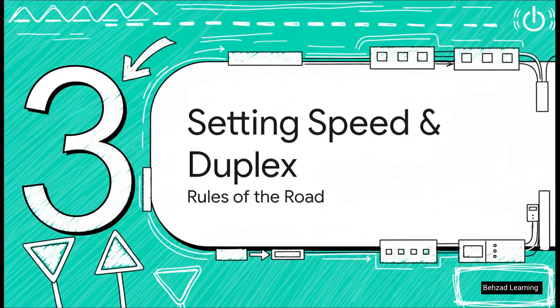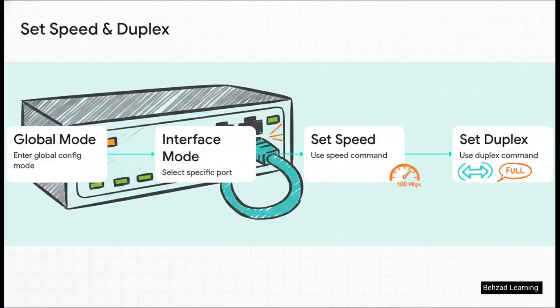Moving on to Section 3, setting speed and duplex. Let's go over the rules of the road. Right, so speed and duplex dictate exactly how data flows through those ports we just powered on. To manually set these, we follow a very structured workflow in the Cisco CLI.